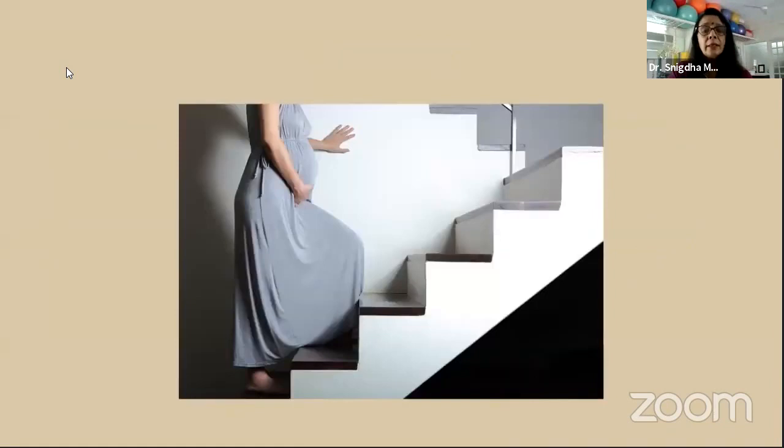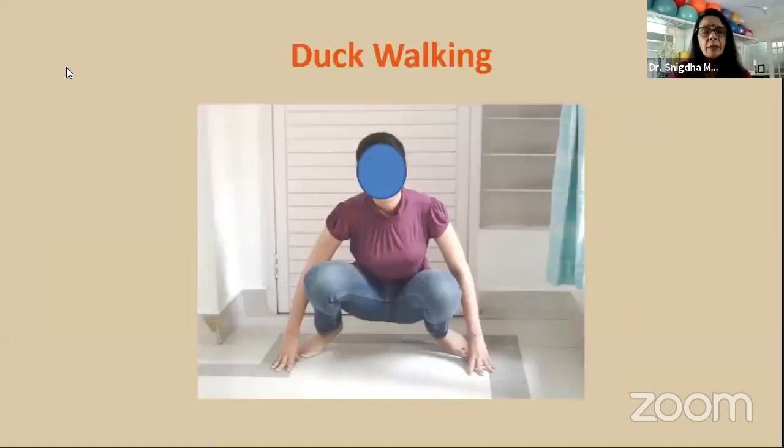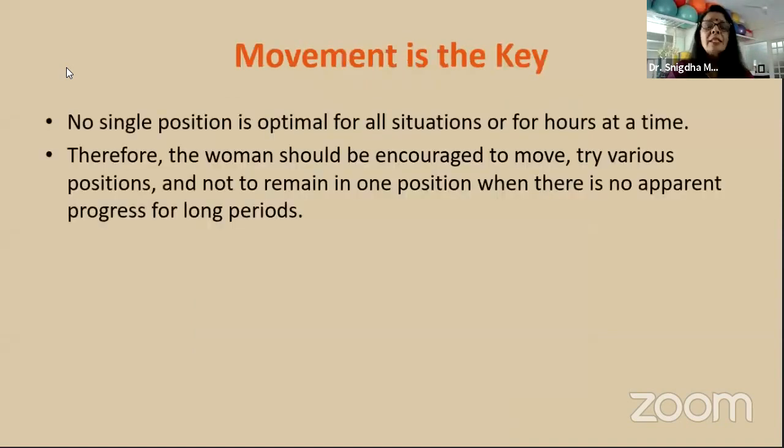So walking, I tell all my women to do this till the last days and also to do it during the labor. Duck walking. Many a woman has had a normal delivery because of being very active during her labor and doing all these movements and change of position as I just talked to you about. So movement is the key.